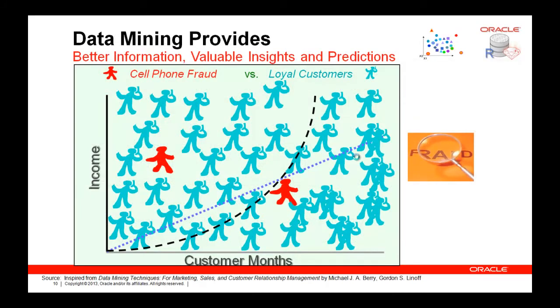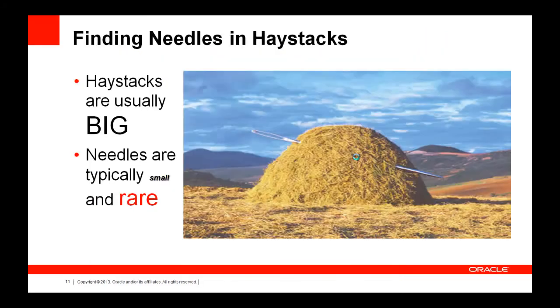And what we're trying to do is, when we have lots and lots of data but very, very few examples of what we're looking for, you can't really fit a line through that data. It's very difficult to make a predictive model that locks on something when there's very few rare occurrences of what you're looking for. So we're looking for needles in haystacks, and haystacks are usually big. There's lots and lots of data, and the needles are typically very, very small, and they're very, very rare.